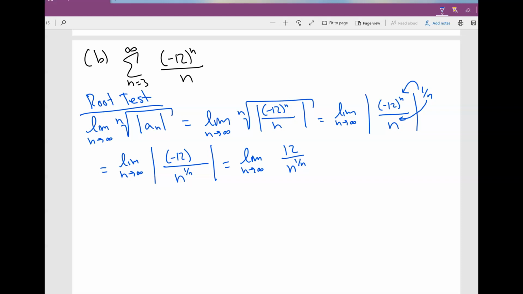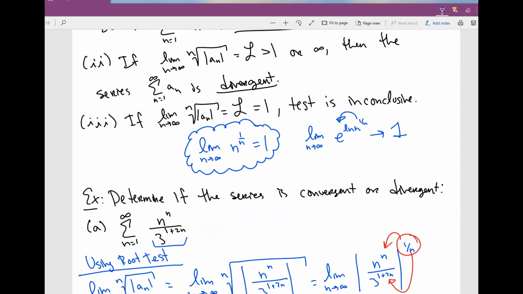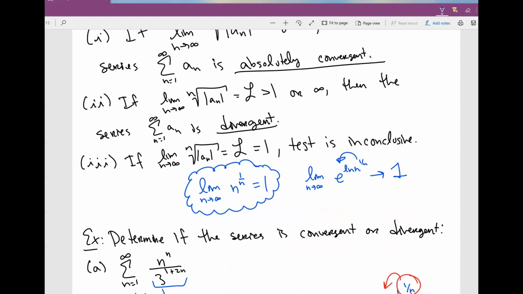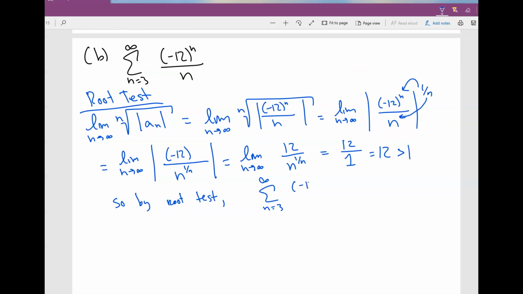Okay. Now all we're going to do is take the limit. Okay, so the limit as n goes to infinity. So we just said that this top part is just going to be 12. What is this bottom part going to be? So if you have n to the power of 1 over n, what did we just say that to be? It is going to be equal to 1. Okay, so that part is going to be equal to 1. So this guy is just 1, which equals 12. This thing is greater than 1. So by root test, the sum from n goes from 3 to infinity of negative 12 to the nth over n diverges.